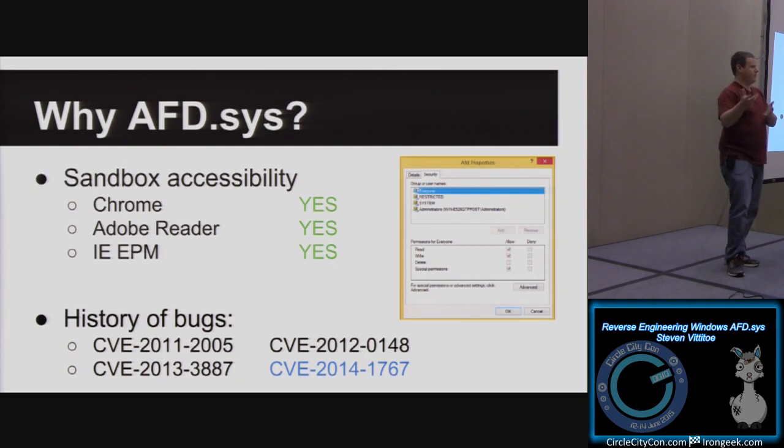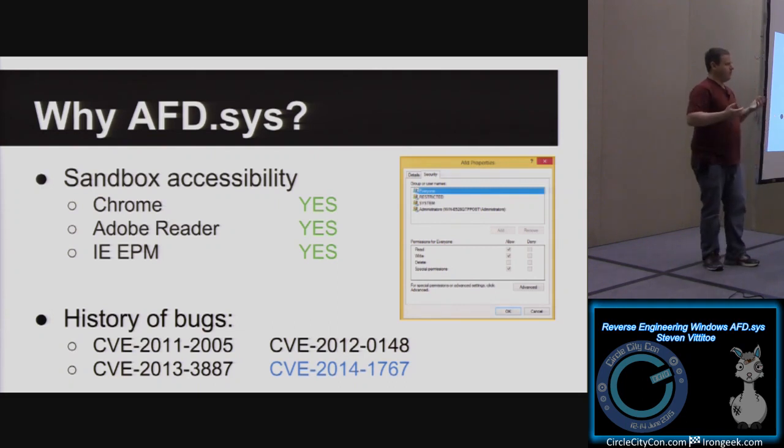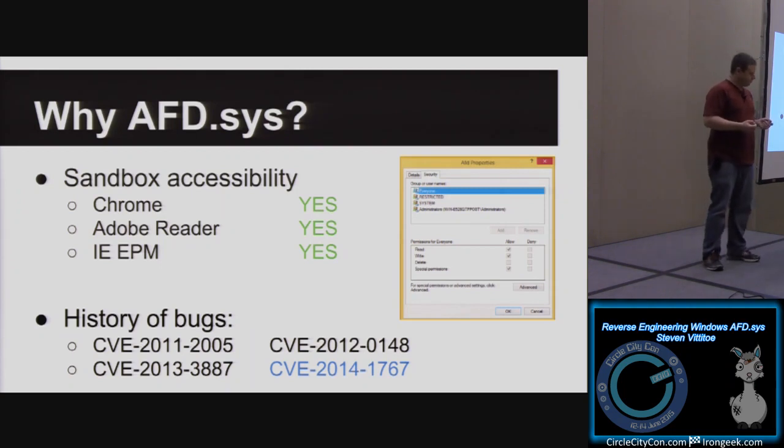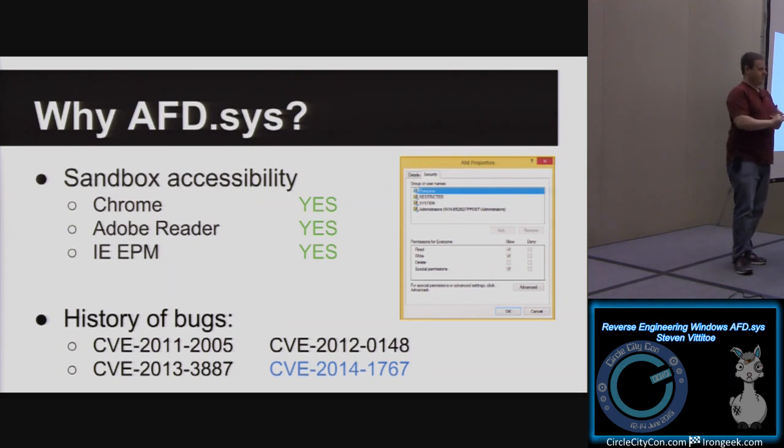Give it a context or a namespace at the end. And it would let you open that file, and then you could interact with it as you would any other thing on your system. And this device that is created by AFD is accessible from every sandbox that we looked at. So Chrome sandbox, the Internet Explorer Enhanced Protected Mode sandbox, Adobe Reader sandbox, and the default restrictions on it.